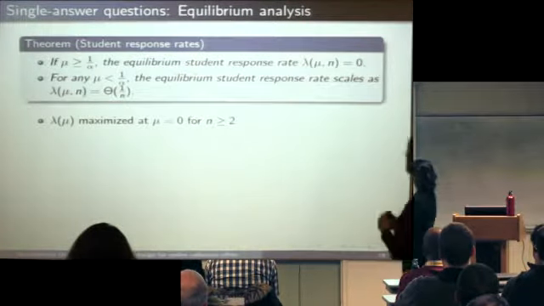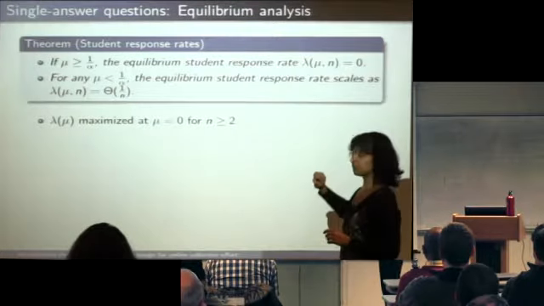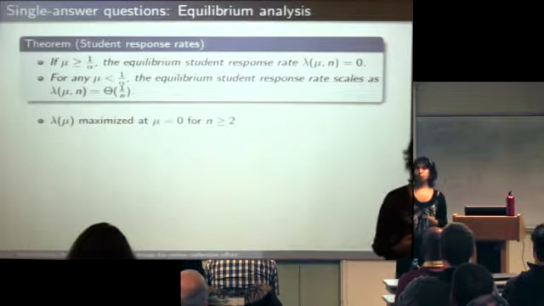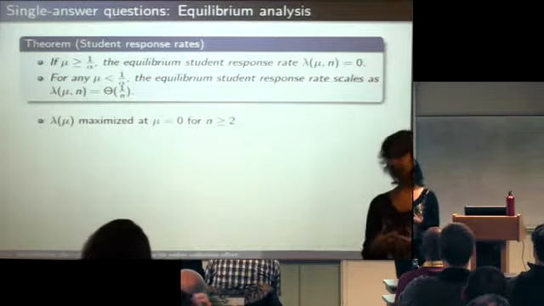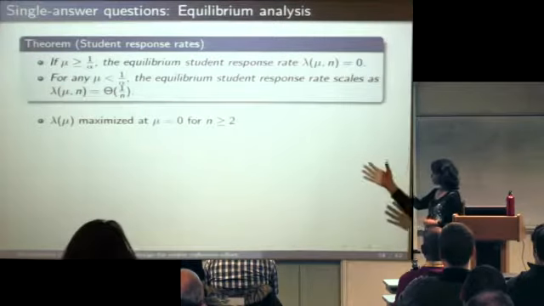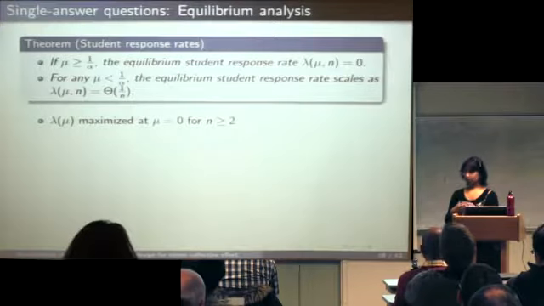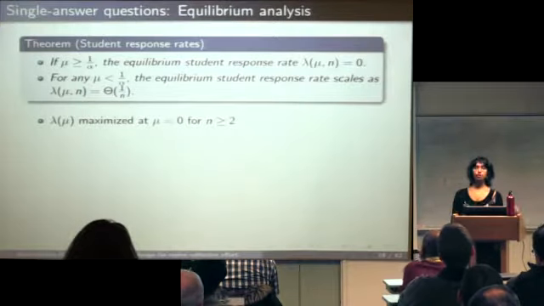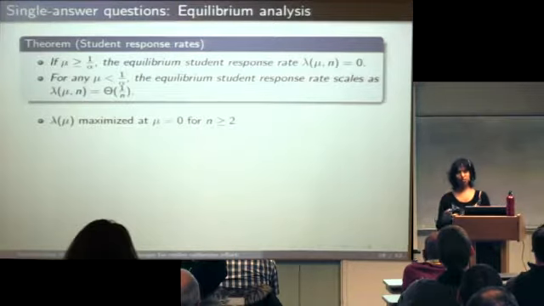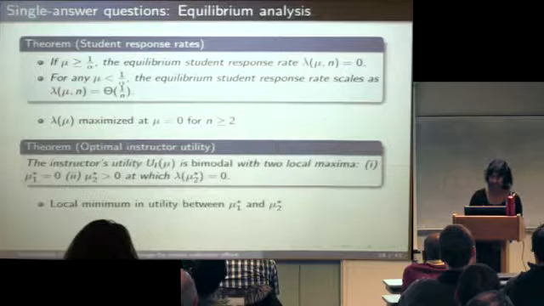Another curious fact is that in this equilibrium, if I am an instructor and I have more than 2 students in my class, which I really wish for every instructor, the best rate that you can choose if you want single answer questions to be answered by the class is to just step out. The value of the instructor rate that maximizes the student response rate is actually mu equal to 0 for any respectable class.